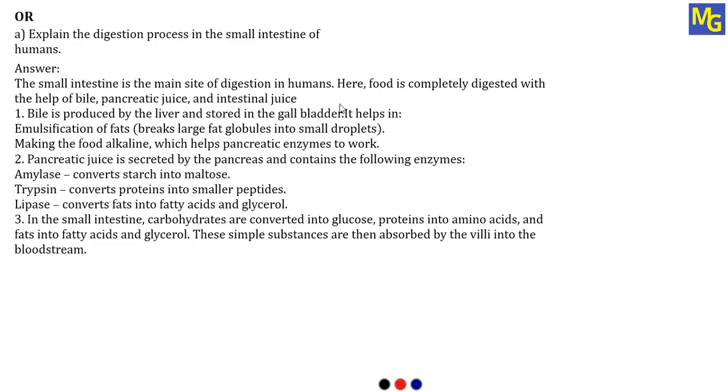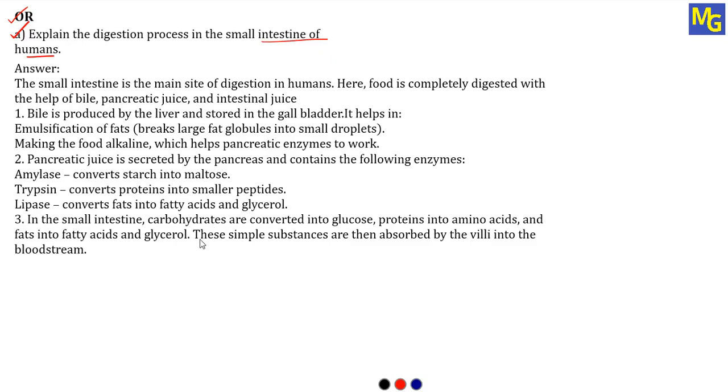As I told you, we have an internal choice here. So now we are going to start with the OR question. This OR question is again divided into A and B sub-questions. We'll start with A. This is also going to carry 4 marks. Either you can write the first one or you can attempt these two. Explain the digestion process in the small intestine of humans.